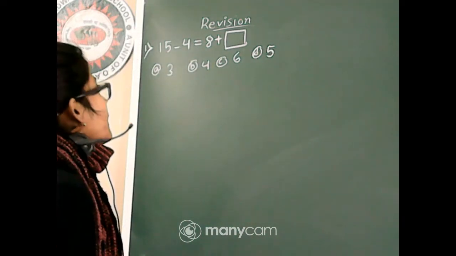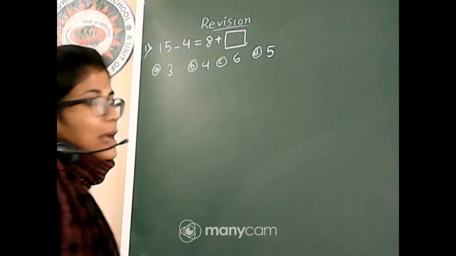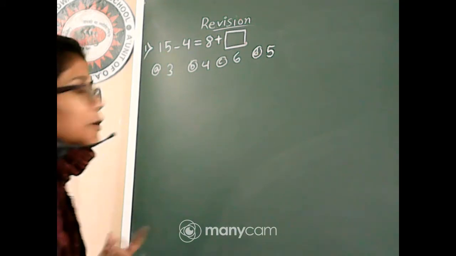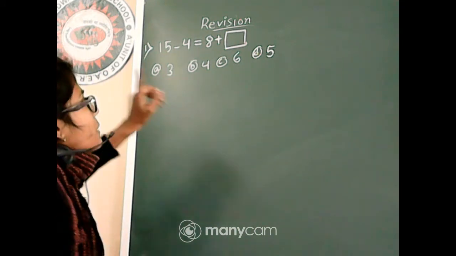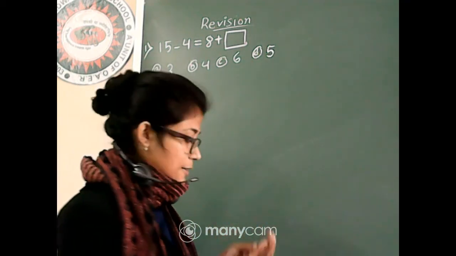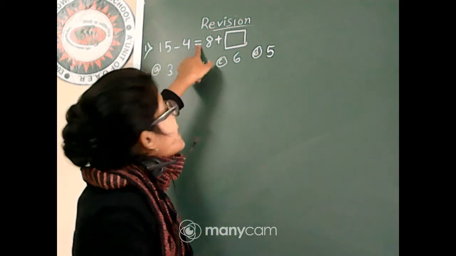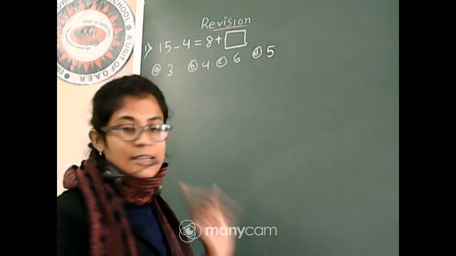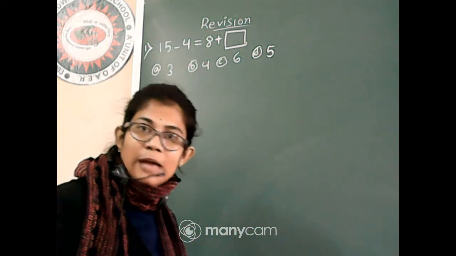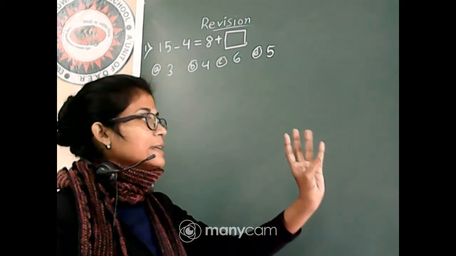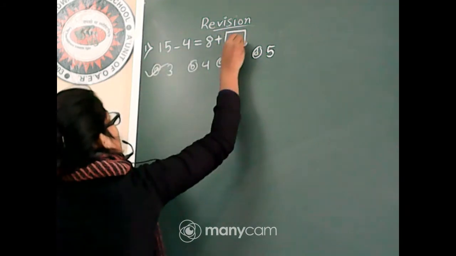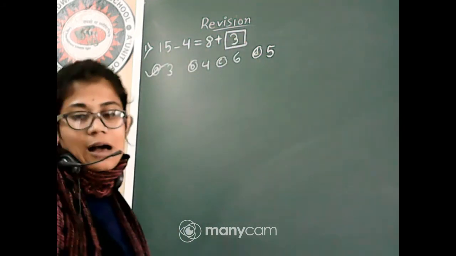So 15 minus 4 equals 8 plus something. Now what do we have to do? See, 15 minus 4. If we subtract 4 from 15 we will get 11. Now the equal sign is there, that means this side we also have to make 11. So 8 is already there, and which number do we have to add to 8 to make it 11? After 8: 9, 10, 11. So 3. We have to add 3 to make it 11. So 3 is the answer. Okay.